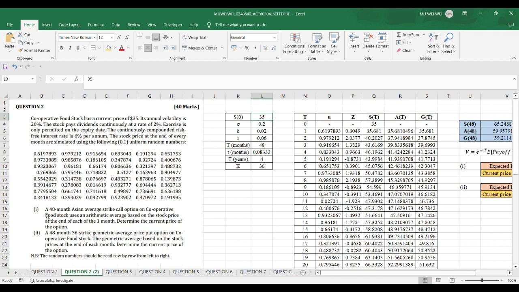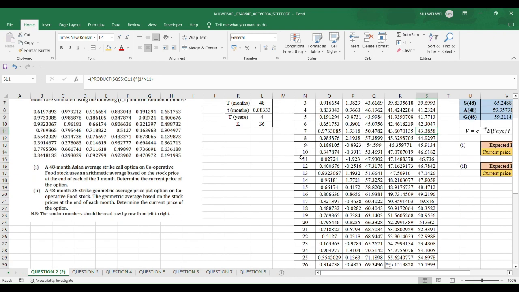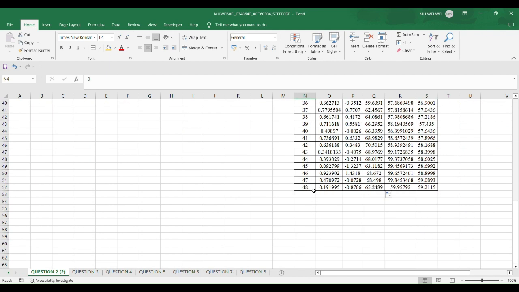Part 1 asks us to find the price for a 48-month Asian average strike call option. So that means the T in months is 48, and the small t is every month, so it's 1 divided by 12. And the T in years is 48 divided by 12, which equals 4 years. Then I create a column to list down the values of t for every month, so t starts from 0 until 48.